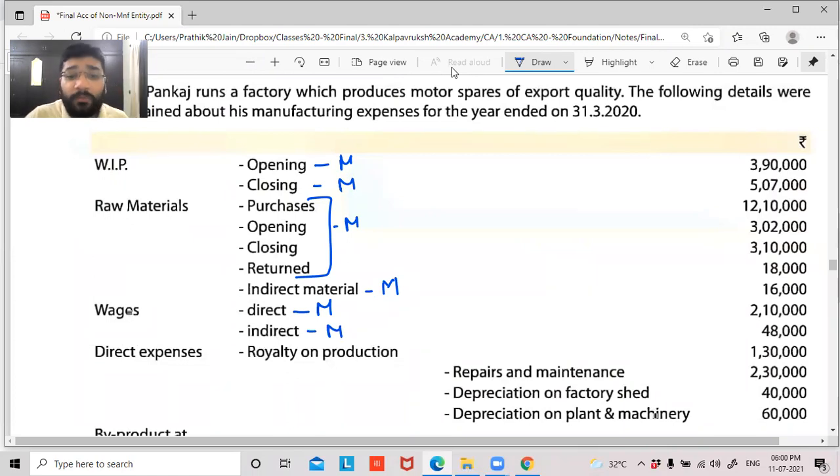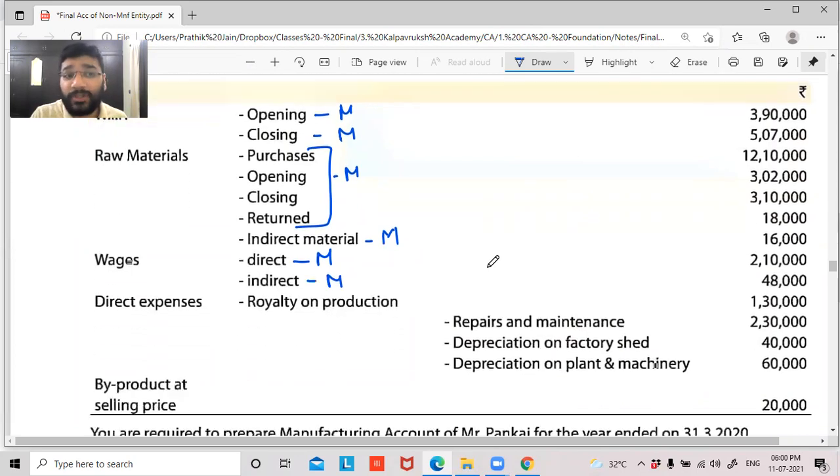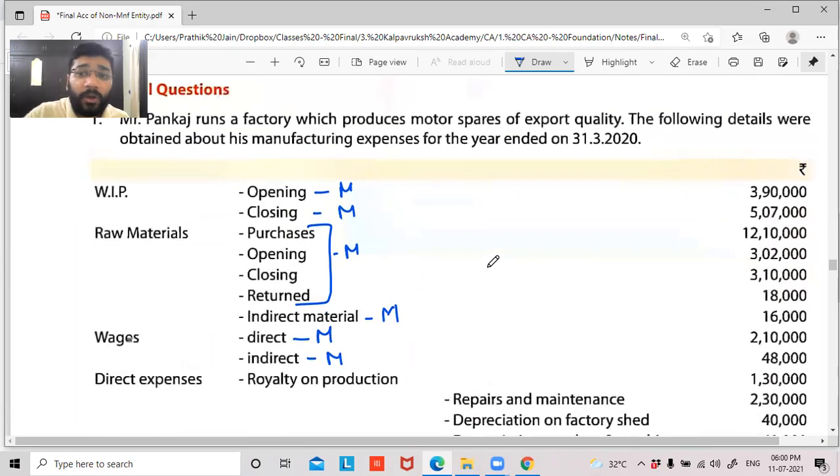Royalty on production. What is royalty on production? We discussed it in the first illustration of this chapter, guys. Royalty on production means I would have taken some technology from someone with regard to manufacturing of these motor spares. This technology would have been developed by somebody. We have taken the technology from somebody and we are manufacturing and selling it. So that person who has given us the technology, we have to pay him a royalty on every unit we are producing. Because of him, we are manufacturing, selling the products, and earning profits.